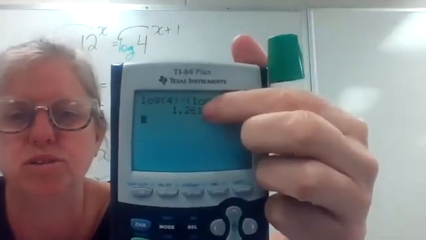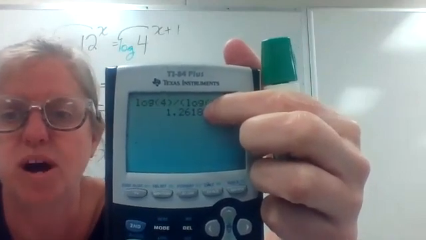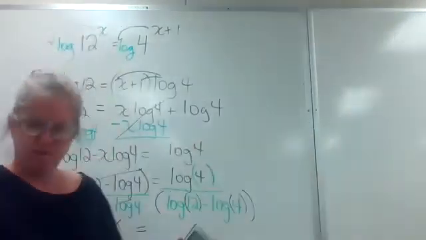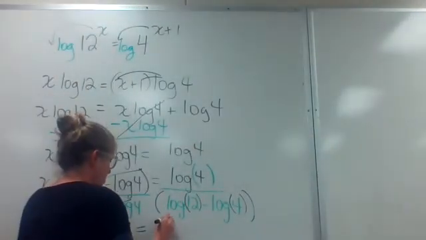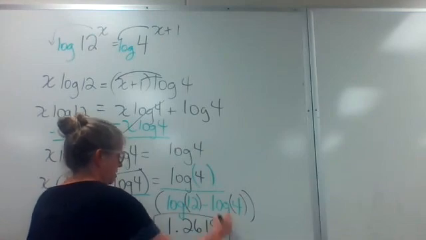So 1, 2, 3, 4. After the 8 is a 5, so I will round that up to a 9. So I've got 1.2619.